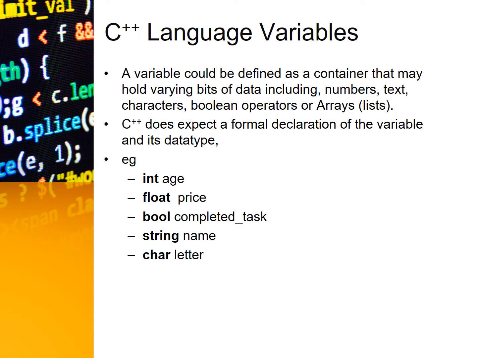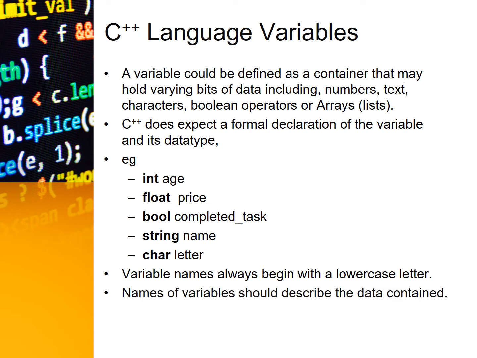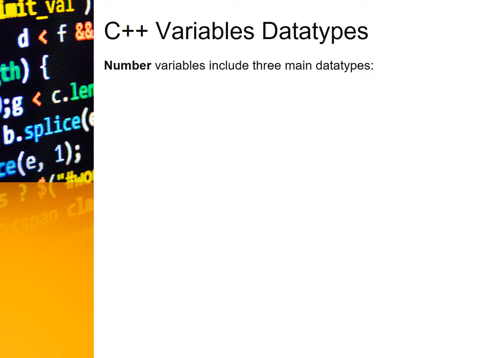There is no value of a number in character. It is just a character. Variable names always begin with a lowercase letter, and names of variables should be descriptive and should describe the data contained. Some examples are name with the value of Harry, price with a value of $5.60, and letter with a value of uppercase B.